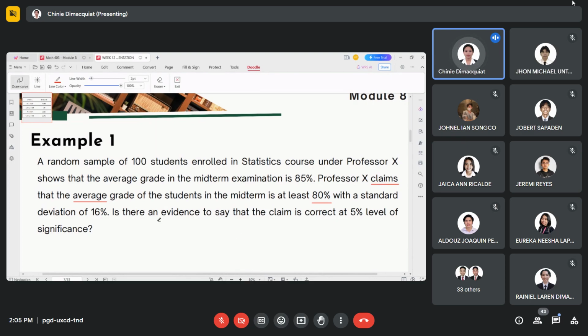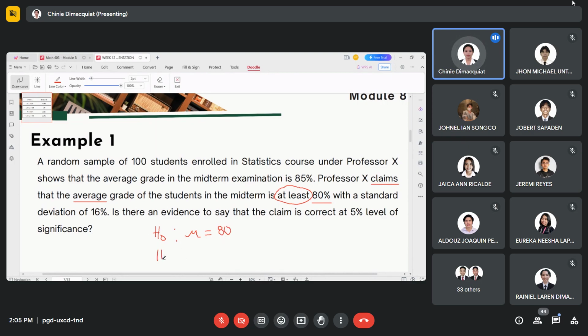So meron na tayong nakuhang null hypothesis. Average, therefore mean is equal to 80. Bakit is equal to yung ating ginamit, eh at least po yung may nakalagay? Di ba, yung ating null hypothesis ay laging nagre-refer sa equality. So, mean is equal to 80% or 80. Yan yung ating null hypothesis.